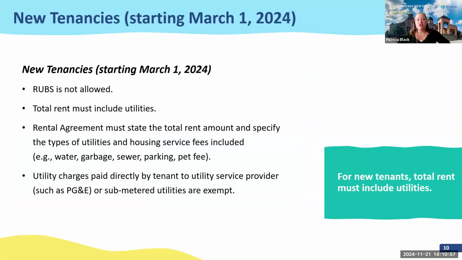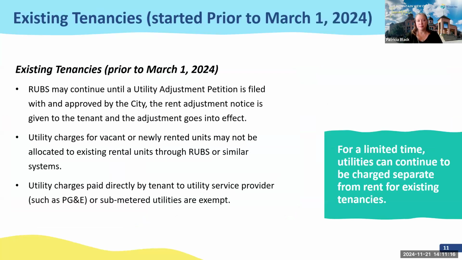So again, this is what I just mentioned. For new tenancies, RUBS is not allowed. Total rent must include utilities. The rental agreement must state the total rent amount and specify the types of utilities and housing service fees included. And utility charges paid directly by tenants to the utility service provider, or that are submetered, are exempt.